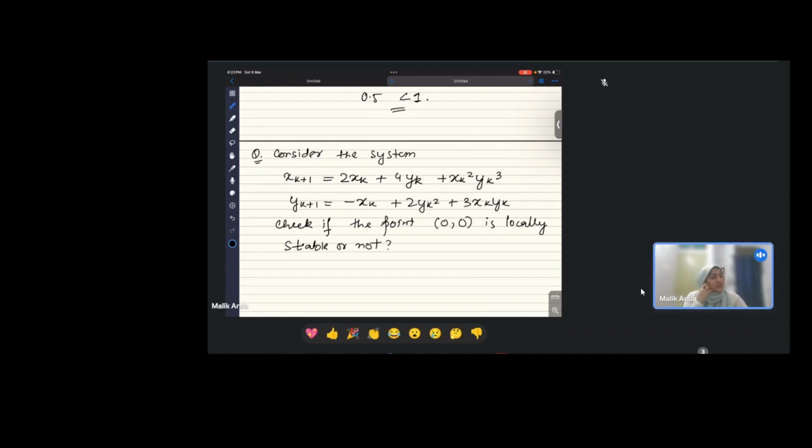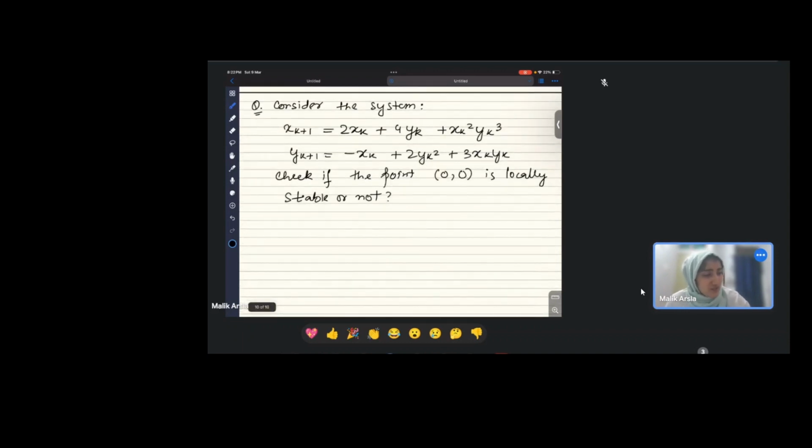So this question is related to stability, the last lecture of week 7. For this non-linear system, we have to check whether this point is locally stable or not. So how do we approach this question?